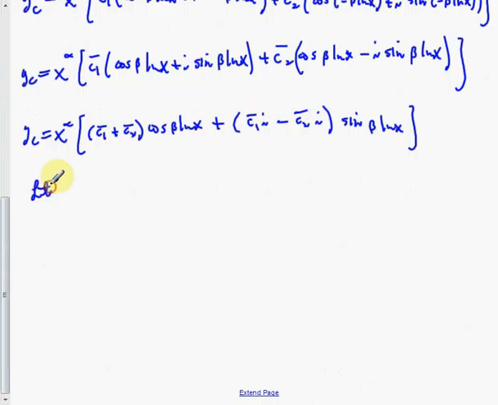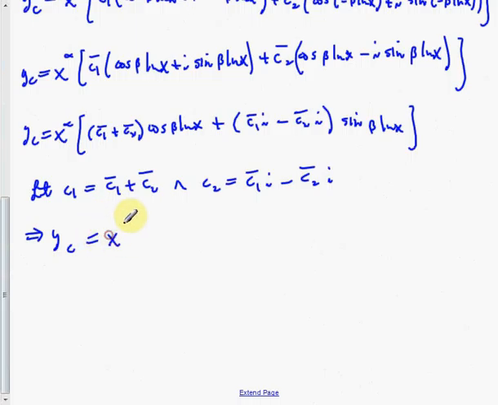So now let's say let C sub 1 equal C sub 1 hat plus C sub 2 hat, and C sub 2 is equal to C sub 1 hat i minus C sub 2 hat i. And so this implies that the solution for the complex conjugate case, the complementary solution, is x to the alpha times C sub 1 times cosine of beta natural log of x plus C sub 2 sine of beta natural log of x.